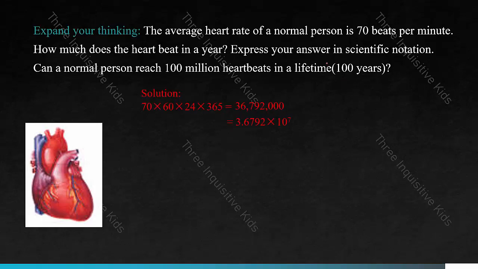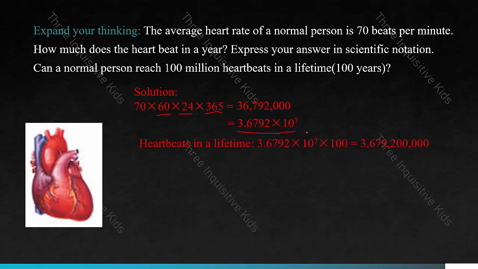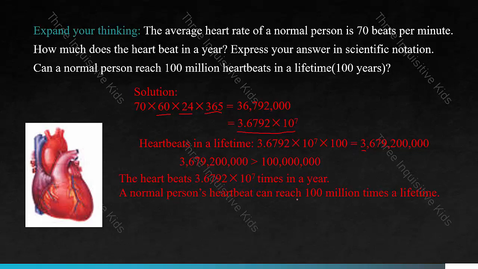First, you have to do a lot of multiplication. We know that one person beats 70 times per minute, and there are 60 minutes per hour, and there are 24 hours per day, and there are 365 days per year. When you multiply that, you get 36,792,000. And that written scientific notation would be like this. And in a lifetime, it would be our answer times 100 because there are 100 years. So we would be left with 3,679,200,000 heartbeats. And since this is greater than 100 million, yes, a normal person's heartbeat can reach 100 million times in a lifetime. And so this is our answer.